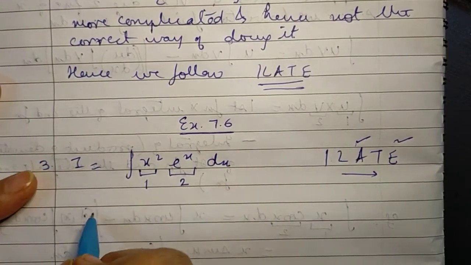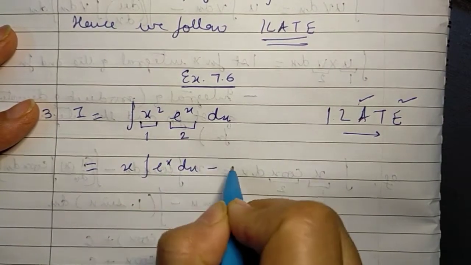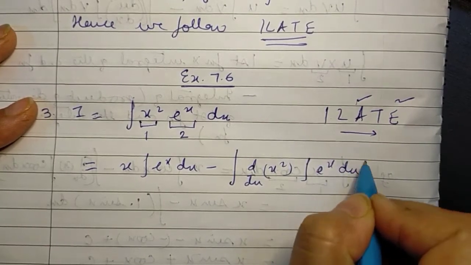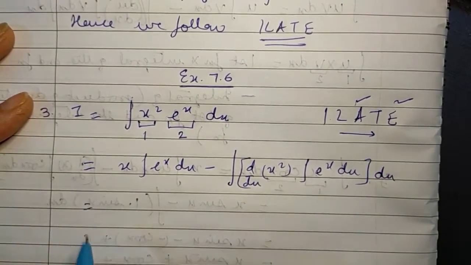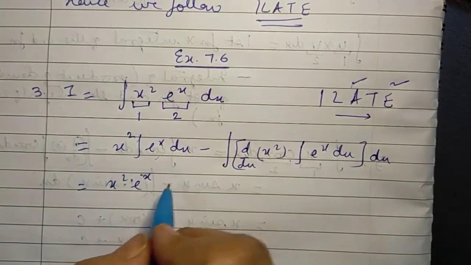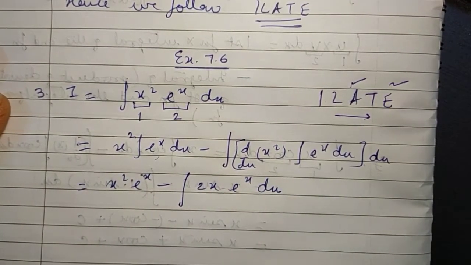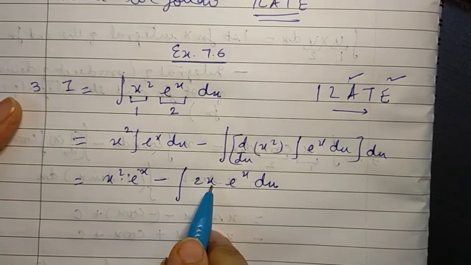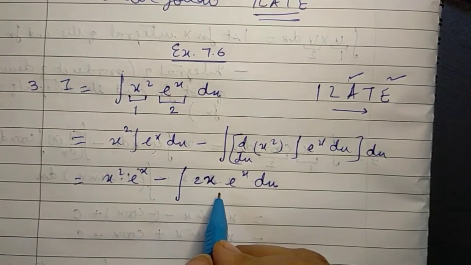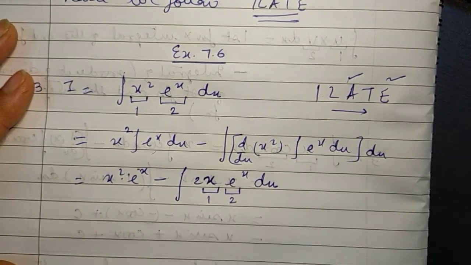So what do we observe? We get first function into integral of the second function, minus integral of derivative of the first function into integral of the second function. This is x squared times integral of e raised to power x, which is e raised to power x only, minus integral of 2x e raised to power x dx. Though the power of x has been reduced, we are still left with another product of two functions. So again we take this as the first function and this as the second function.